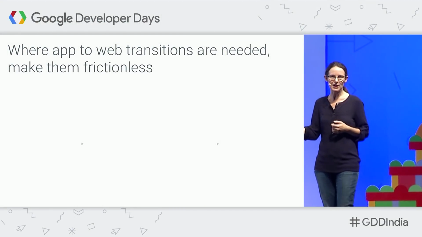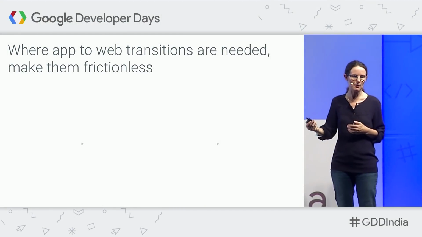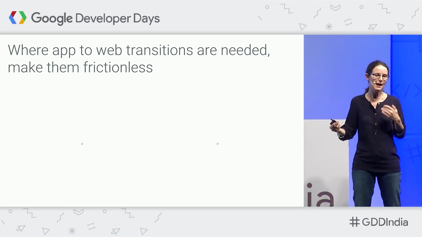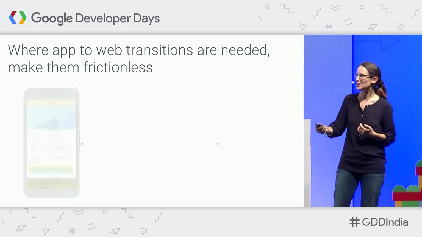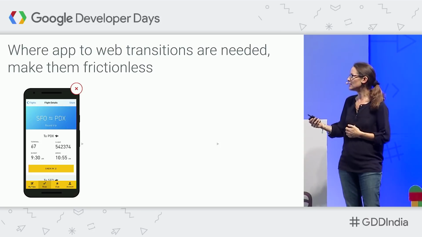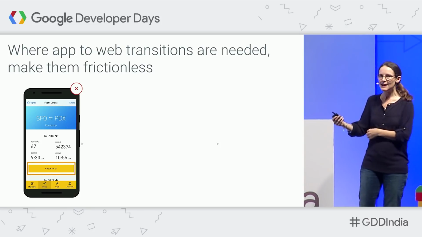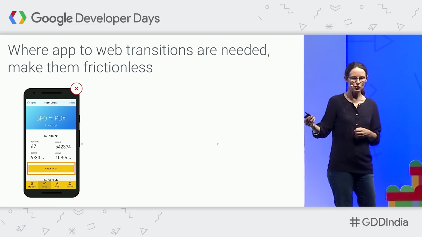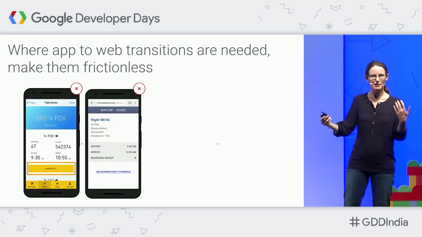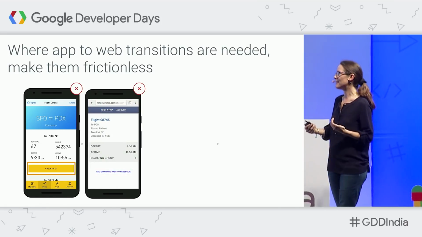And then lastly, we're going to look at transitioning between apps and the mobile web, and where that's important, and you have to do it, making it frictionless. So here we see users checking in for a flight. In this app, they're moving them to the mobile web, but the experience is really disjointed and has a very different look and feel.